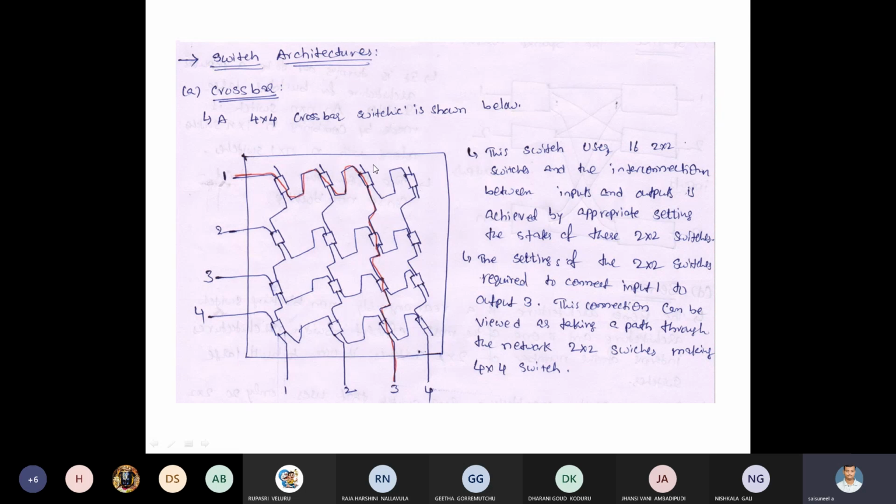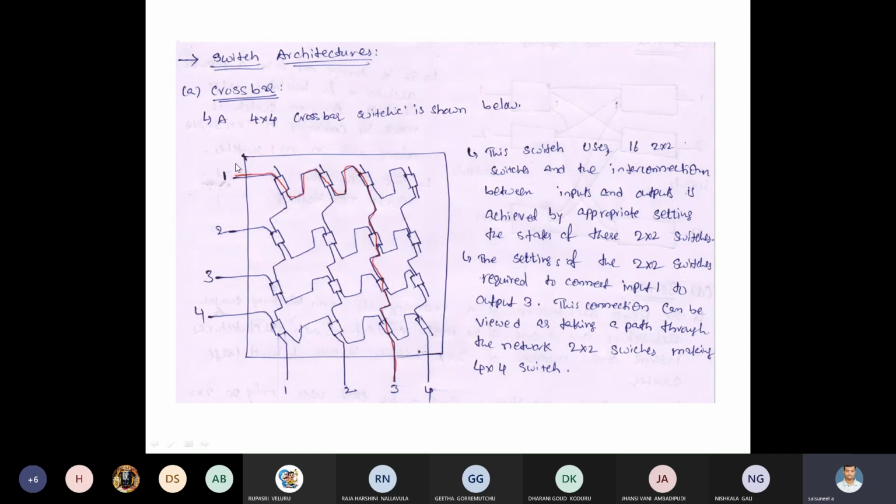Then how many switches are required here? For 4 cross 4, 16 switches are required to design this 4 cross 4 crossbar switching: 1, 2, 3, 4, 5, 6, 7, 8, 9, 10, 11, 12, 13, 14, 15, 16. Each switch is again a 2 cross 2, with 2 inputs and 2 outputs.